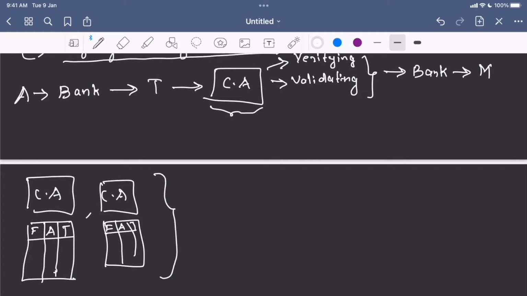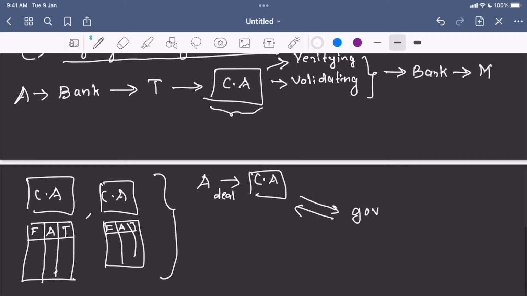Now the problem is, why are we trusting this central agency? Let's say the user A and the central authority had some deal and they both tried to make a double spend. To avoid this, the government agencies or the central authorities or the central bank of the country will keep a regular, frequent check on the central authorities. They will maybe check their private ledger, or they will check for any malicious activity.